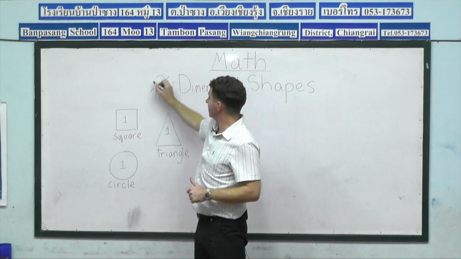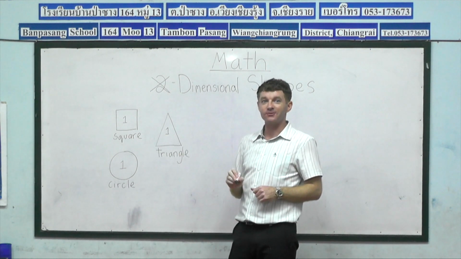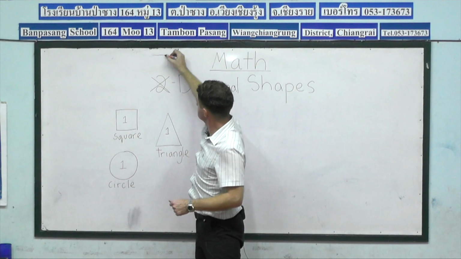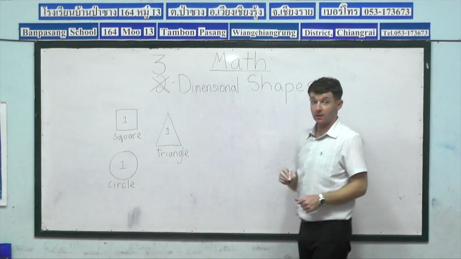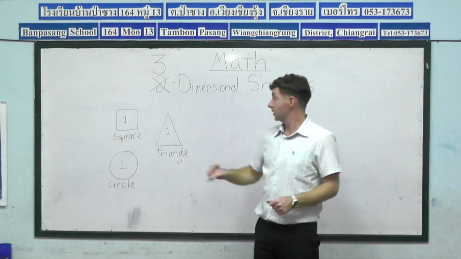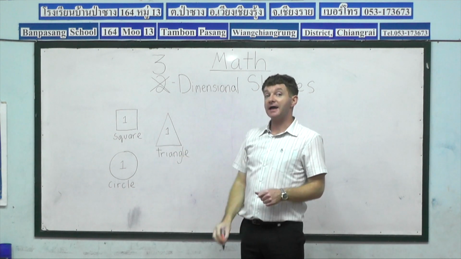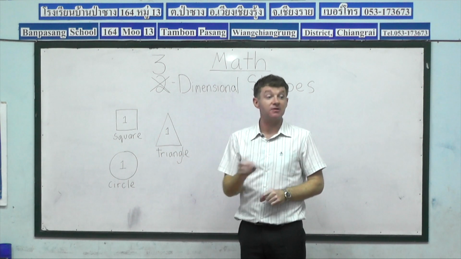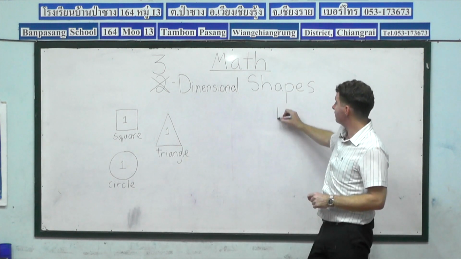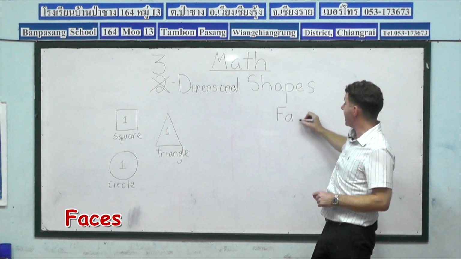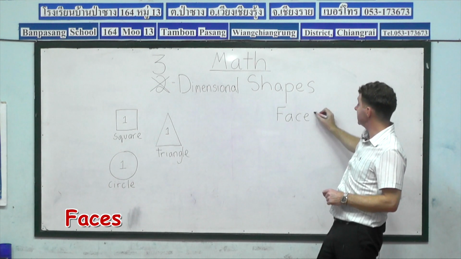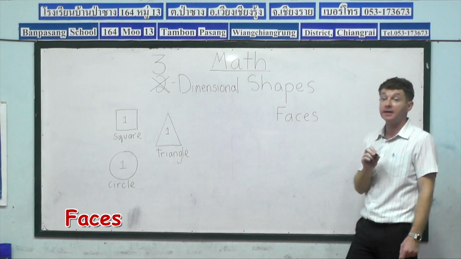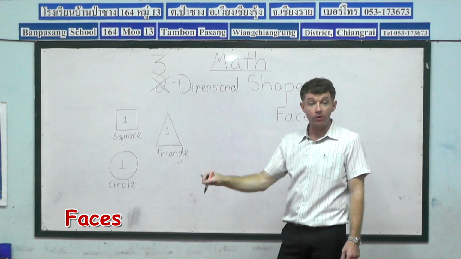But today, we're going to move on. We're not going to be looking at 2-dimensional shapes. Can anybody guess? 3-dimensional shapes. Okay? 3-dimensional shapes. Now, where I said 2D shapes have 1 face, 3-dimensional shapes have more than 1. They have faces. F-A-C-E-S. So S on the end is plural. And what does plural mean? More than 1. Faces.